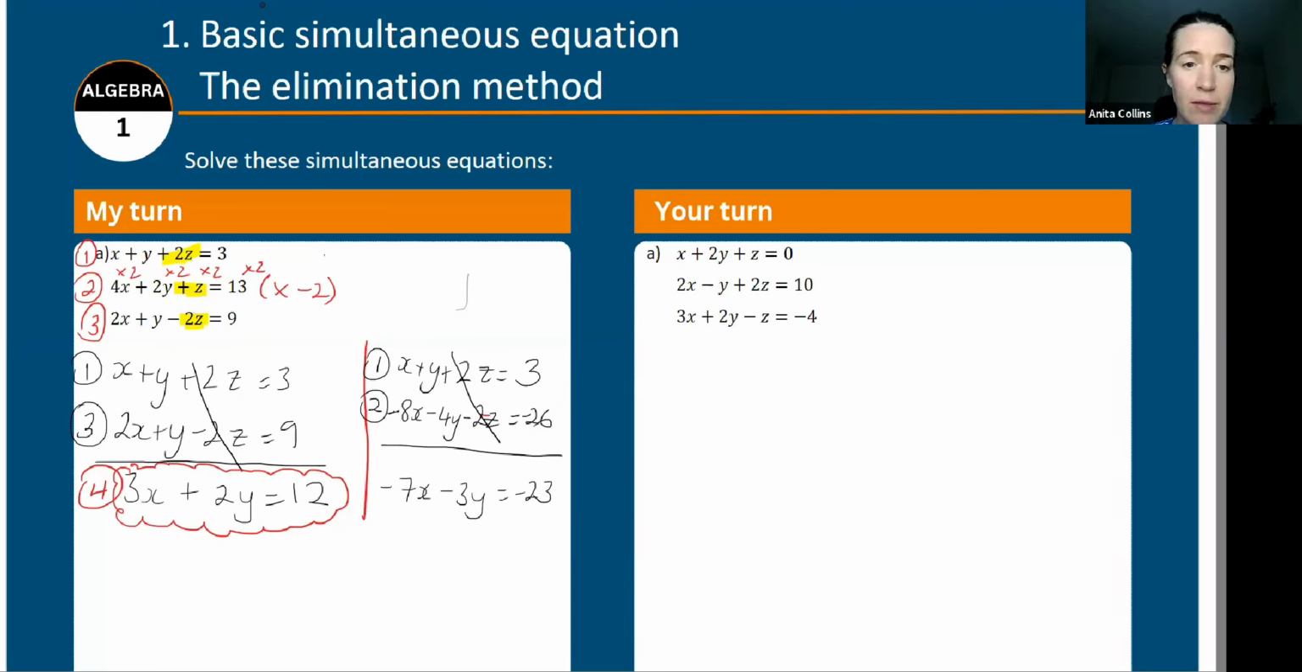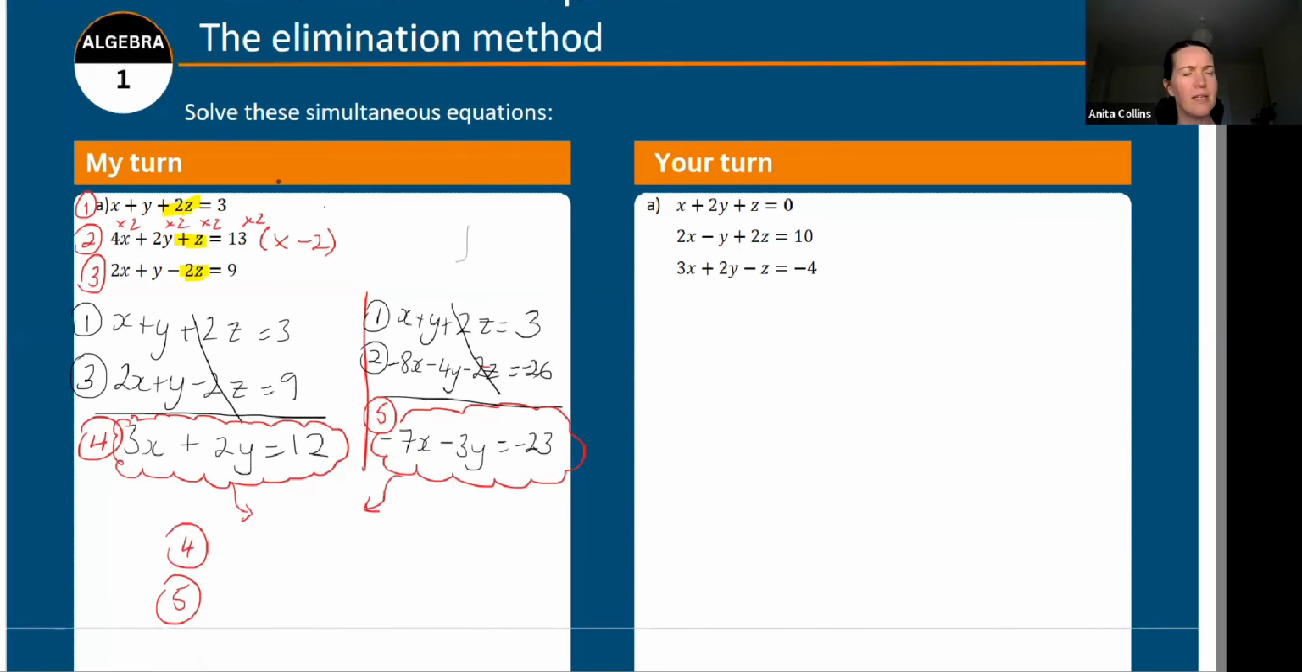Right, so I'm going to label this equation 5 and I'm going to draw a little cloud around it. And let's look at what we've got. Equations 4 and 5 are both in x and y. I'm in a good position here, so I'm going to bring them both down here. Equation 4 and equation 5. Oh, the variables aren't matching up very nicely, but that's okay. We can deal with that in a minute. 3x plus 2y is equal to 12. Negative 7x, take 3y is equal to minus 23.